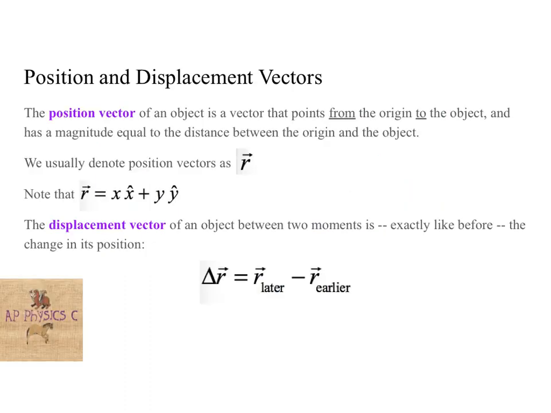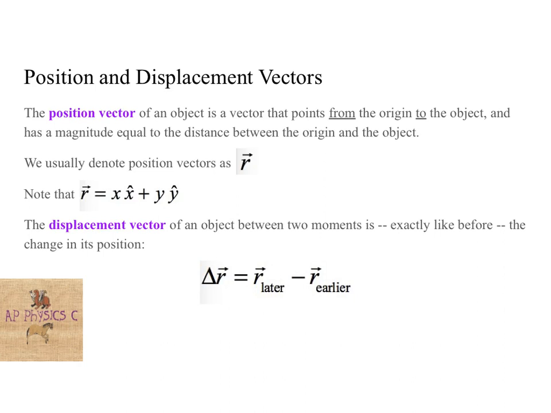The position vector of an object is a vector that points from the origin to the object and has a magnitude equal to the distance between the origin and the object. I hope this is a very natural definition of it. We usually define position vectors as R vector. That's unfortunate. R immediately makes you think of radius, and while you can kind of think that your distance from the origin is your instantaneous radius of the curve that you might be tracking out, it's not really great notation, and we're just kind of stuck with it.